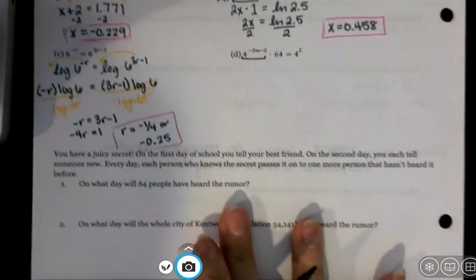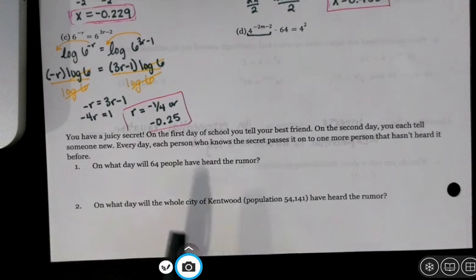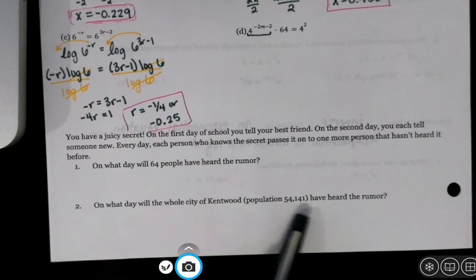So at the bottom, we have a word problem that is related to exponentials and solving them, and it talks about a secret, and you tell someone every day, and that person tells someone every day, and so on and so forth. So we're trying to figure out on what day will 64 people have heard the rumor, and then on what day will the whole city of Kentwood with this population have heard the rumor.